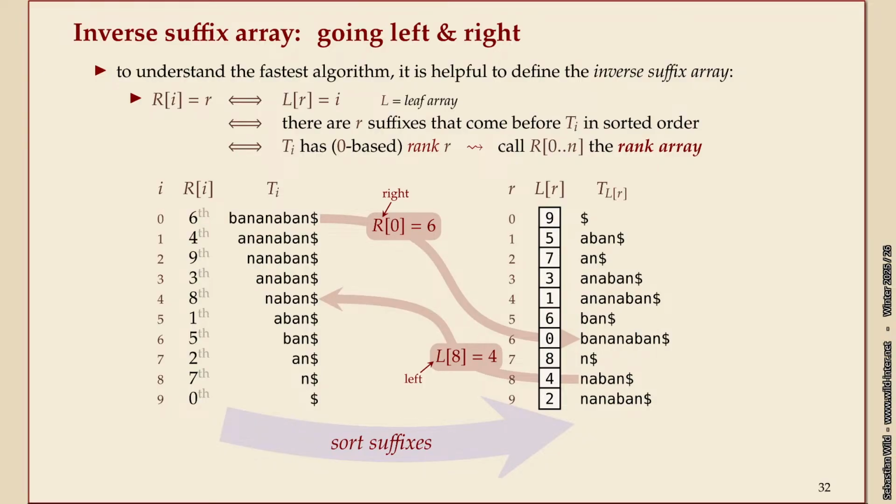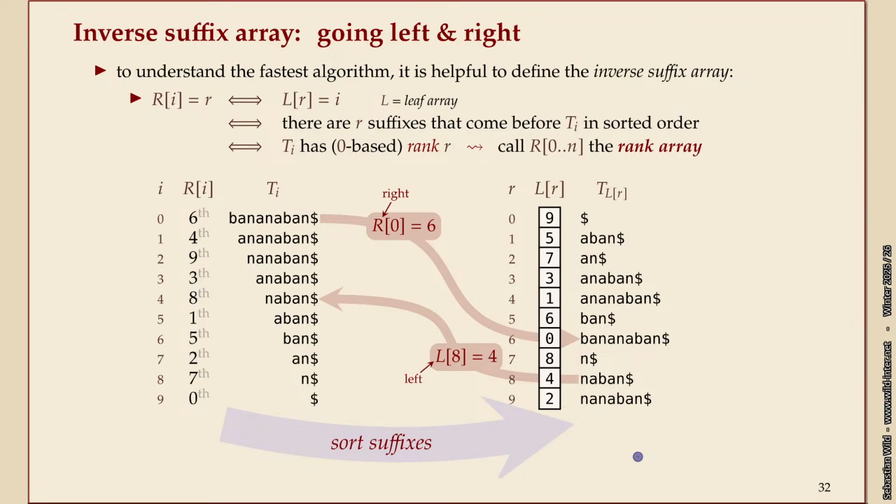To start, we need one extra notation or one extra object that we haven't used yet, which is the inverse suffix array. Remember, the suffix array I denoted by L for leaf, because it's the leaves of the suffix tree in left to right order if you order the edges at every node in alphabetic order. And then the opposite of the leaf array is the rank array. But you can also remember it by going left and going right. That's what this picture is supposed to help you remember the syntax.